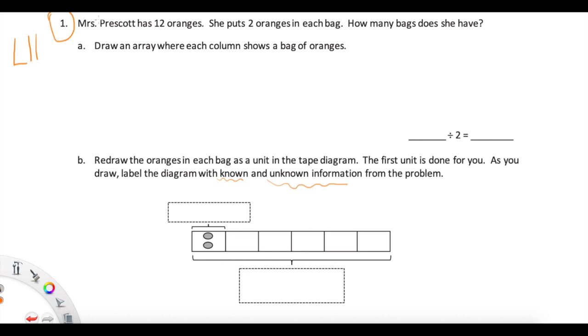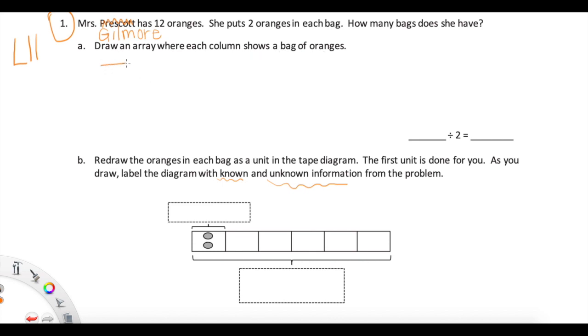Let's take a look at this first one. This first one, actually, I need to make a slight change because this first problem stars your favorite third grade teacher, Mrs. Gilmore. So let's think about this problem and read together. Mrs. Gilmore has 12 oranges. She puts 2 oranges in each bag. How many bags does she have? Interesting. I like this. Draw an array where each column shows a bag of oranges.